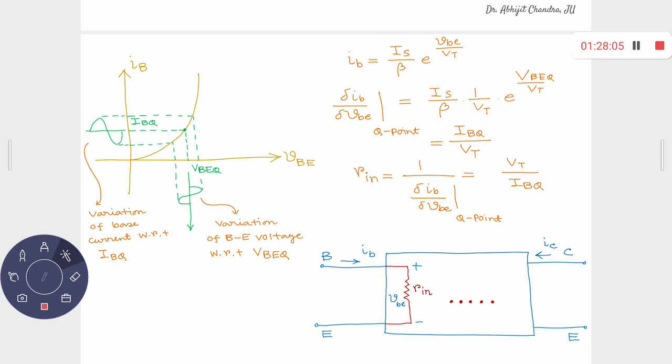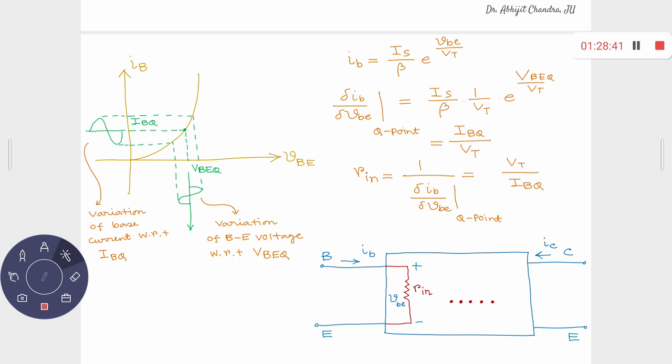Is there any other parameter apart from this Rin? So Rin is one parameter which can model the dependence of this base current on the base emitter voltage. Can there be any other parameter? How to synthesize the different models for different types of devices?